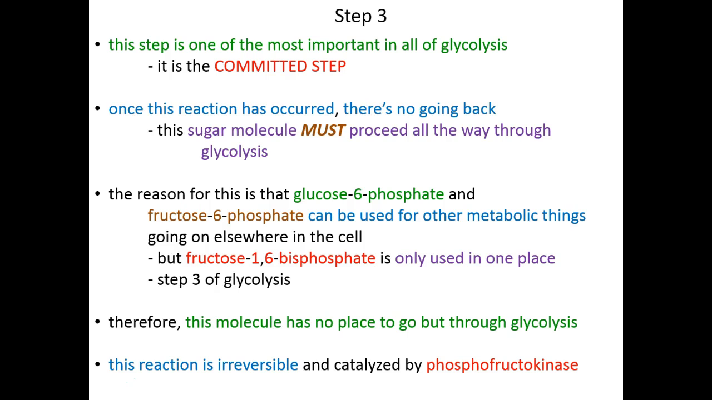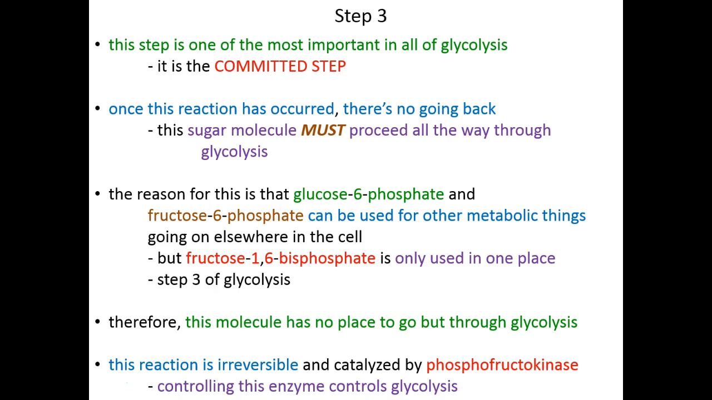So step 3 is irreversible, cannot go backwards, and it is catalyzed by an enzyme that we will affectionately refer to as PFK, phosphofructokinase. What another beautiful name. It's an enzyme that phosphorylates fructose, which is already phosphorylated. That's what that enzyme name means. If an enzyme calls itself phosphofructokinase, it is telling you, I am a kinase that phosphorylates phosphofructose. And indeed, that's exactly what we saw this enzyme do. It added a phosphate group to fructose 6-phosphate.